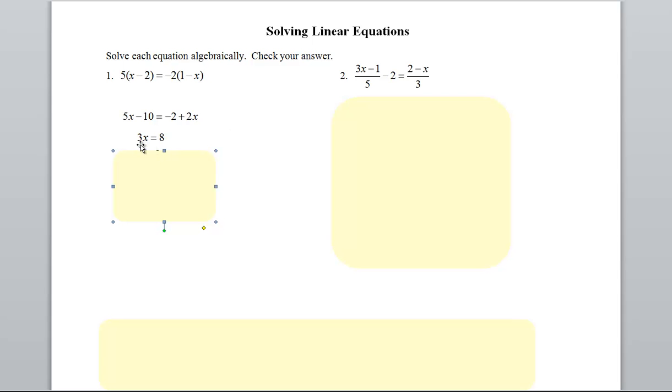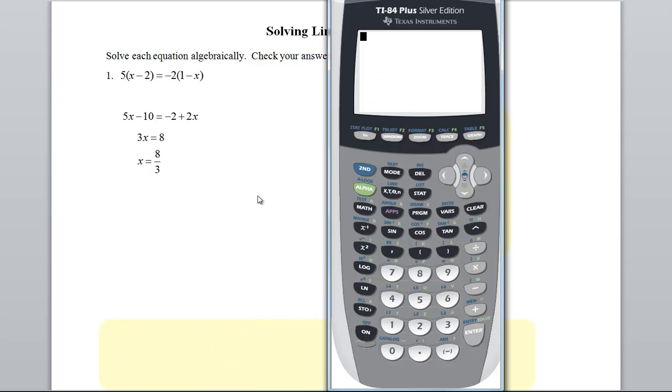The next thing, I've got to solve for x, which means get it all by its lonesome. I'm going to divide both sides by 3. And so my answer should be x equals 8/3. So let me get my calculator. Let's store in 8/3.